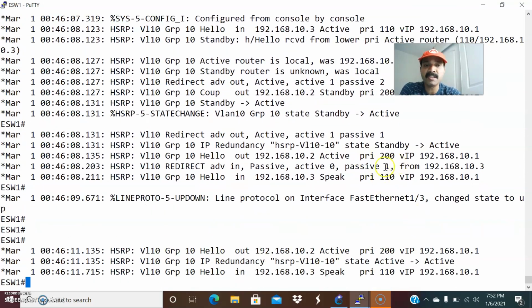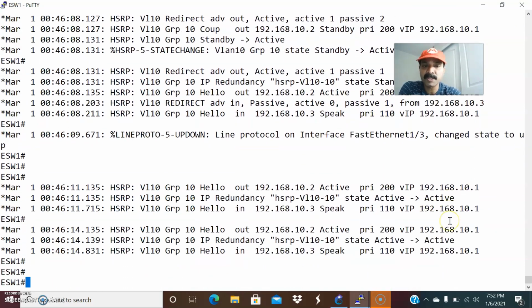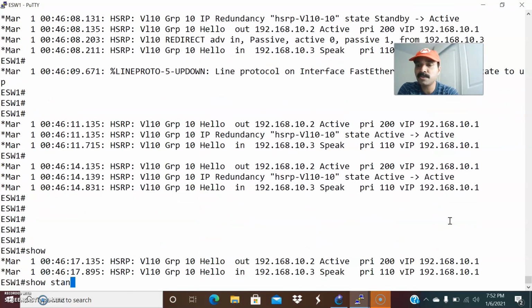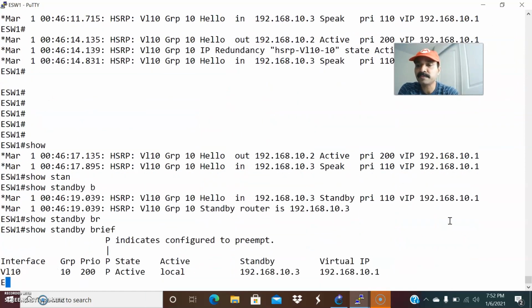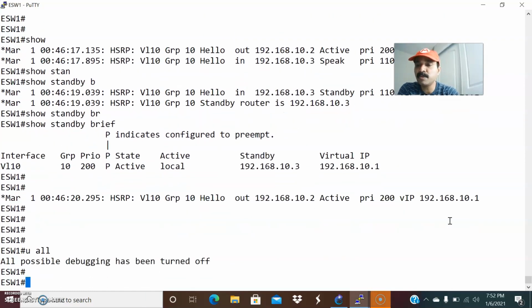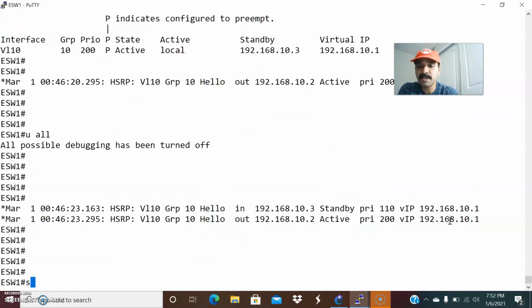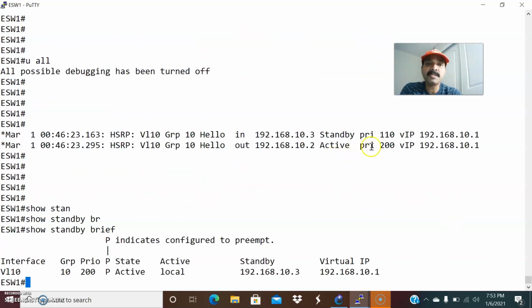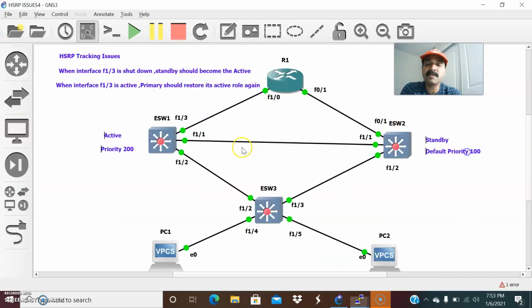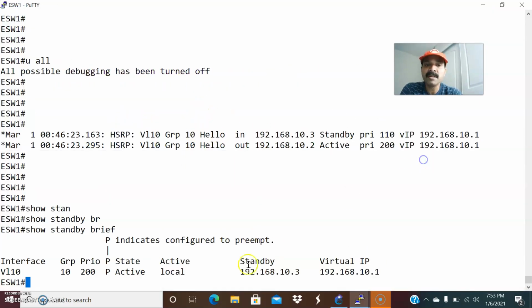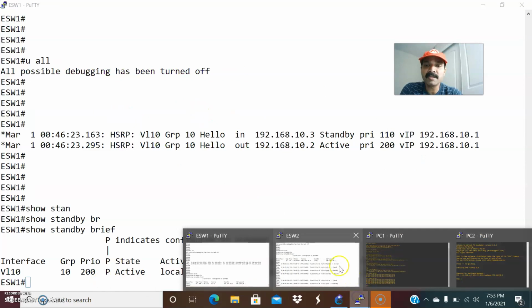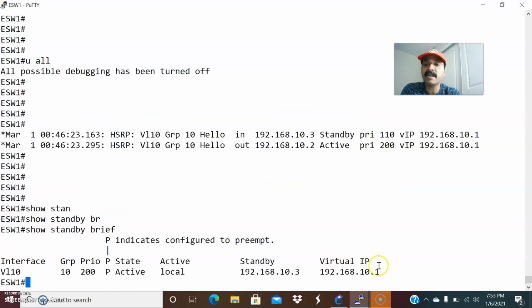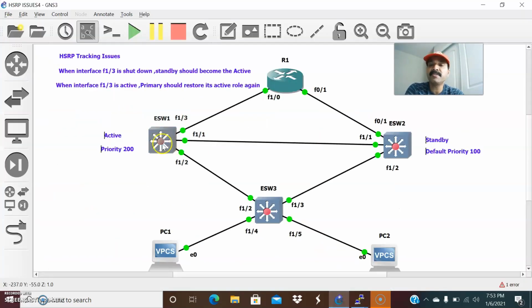Now what happened? It will restore its active role again. You are able to see, right? It is changing the priority and it is now changing to active. It is going to active mode. So let us see. Show standby brief. Let us do remove and debug. Now let us see show standby brief. So you are able to see active. The priority is now coming back to normal, 200. So this will become the active role, and let us see, CSW2 will become the standby again. So that is the main purpose of interface tracking.